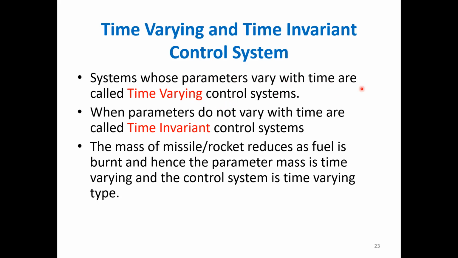On the other hand, in the time invariant control system, parameters do not vary with time. So two things. One thing is the parameter is varying with time, that is the time varying control system. On the other hand, parameters that do not vary with time make up the time invariant control system.